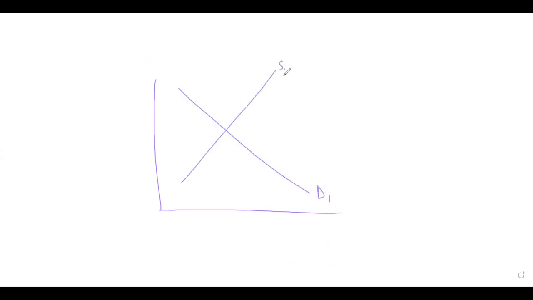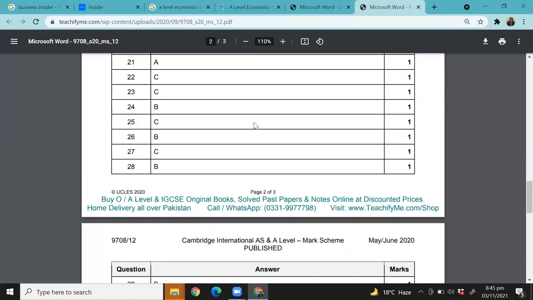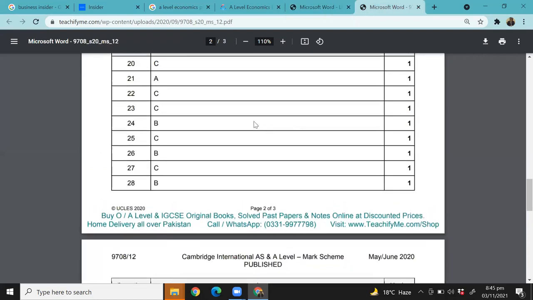So very simply speaking, the managed exchange rate is where you set the upper and lower limit of the exchange rate, and you don't let it go outside those limits, right? So this would be the upper limit. If it goes above that upper limit, you will try to bring it back, and if it goes below the lower limit, you'll try to bring it back. That is what it means. So it is managed exchange rate, and here it means managed float. It is floating, free floating, but it is managed. You're not letting it completely free. So 20 is C. Great.